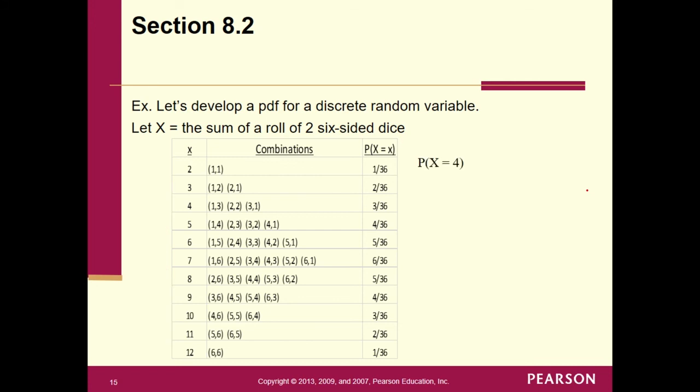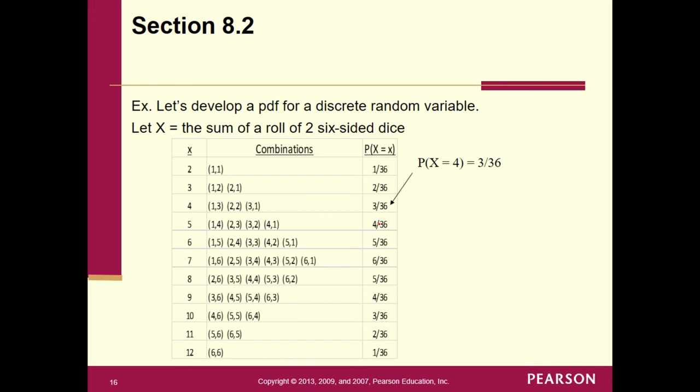All right. So what can we do with this table then? Well, we could say, what is the probability that x is equal to 4? So what's the probability that we roll a 4 for the sum, right? And so we take a look here. Well, it would be simply what? 3 out of 36.